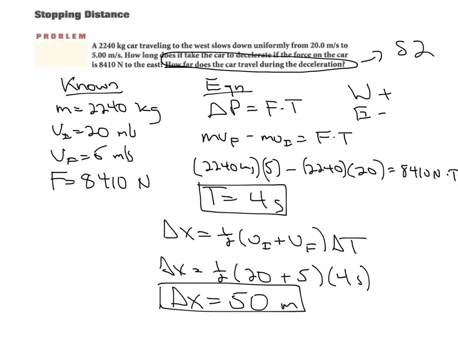In case you're wondering, this is actually how, when the cops study accidents that happen on the road, they do look at the skid marks to work backwards to figure out how fast a car was going. We'll actually do a problem like this in this unit. Hope that was fun.